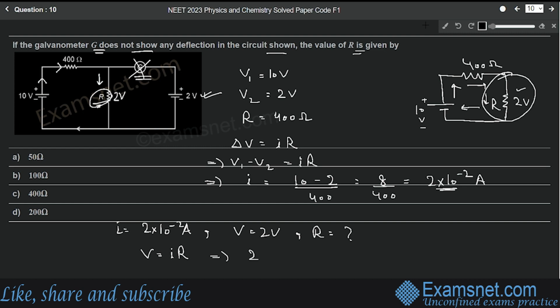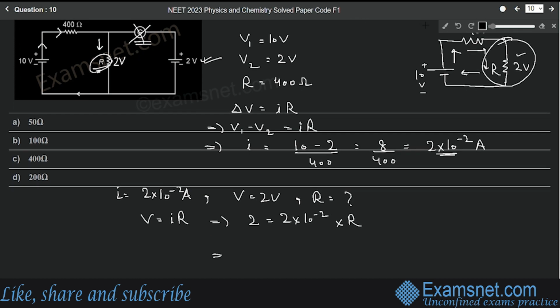V is 2 volt, I is 2 into 10 to the power minus 2 ampere, and R is unknown. We simply have to find the value of R, right? So R will be equal to 2 divided by 2 into 10 to the power minus 2. So 2 is cancelled, 10 to the 1 by 10 to the power minus 2, that means 10 to the power 2 here. Okay, so that is equal to 100, and the unit of resistance will be ohm. So the answer is 100 ohm. That means option B will be the correct answer.